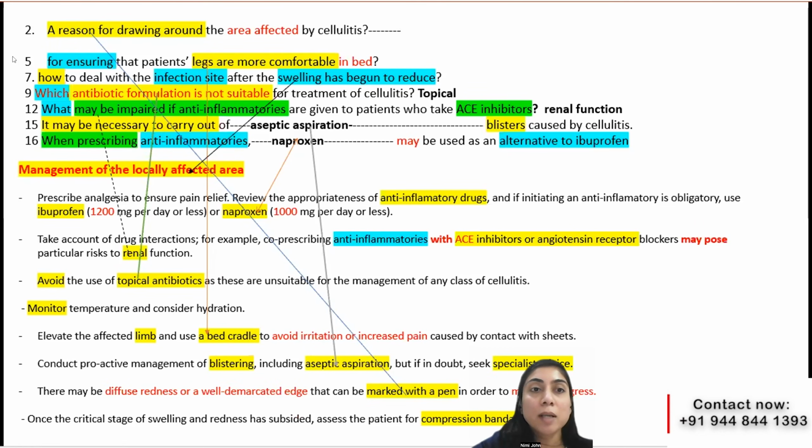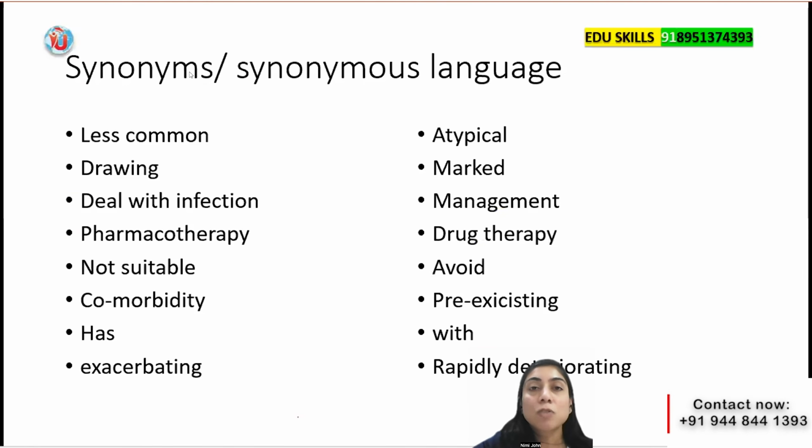Then the next one, when prescribing anti-inflammatories, that may be used as an alternative, ibuprofen. This also is directly given here. Use ibuprofen or naproxen. So here some of the synonyms: less common, atypical, drawing, mark, deal with infection, management, pharmacotherapy. It's in the question. Not suitable, avoid, and comorbidity, pre-existing, has, with, and exacerbating, rapidly deteriorating.